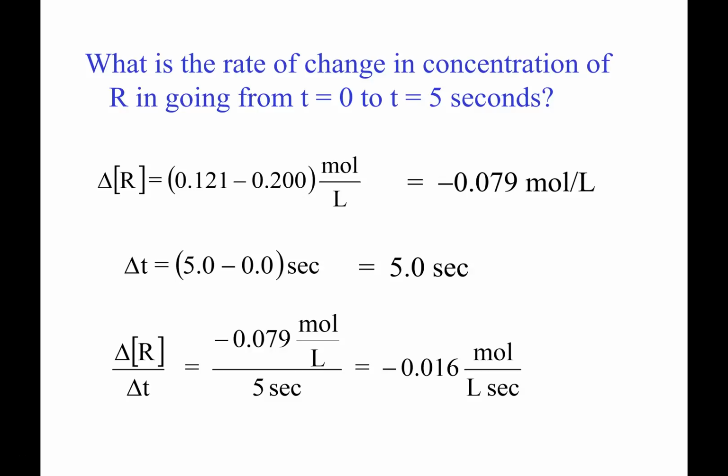You're allowed 2 sig figs. And so you end up with negative 0.016. And then units would be moles per liter, and in the denominator would be seconds. Does this make sense? You could sometimes call this molar per second. It's the same thing.